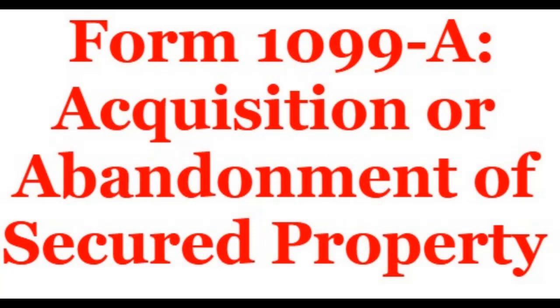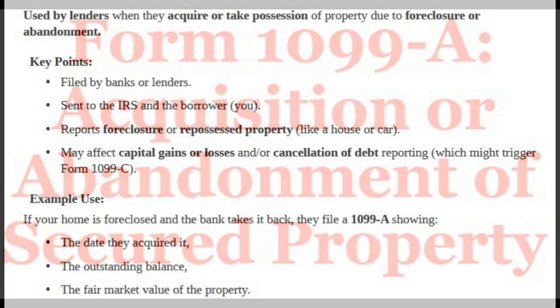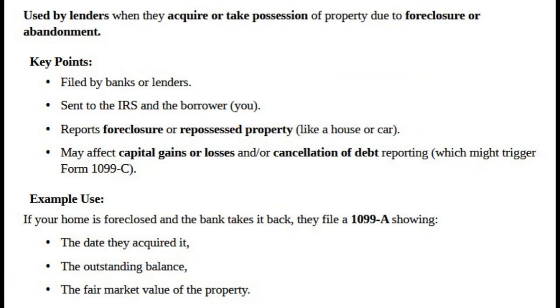Form 1099-A, Acquisition or Abandonment of Secured Property. Used by lenders when they acquire or take possession of property due to foreclosure or abandonment. Key points: filed by banks or lenders. Sent to the IRS and the borrower, you.